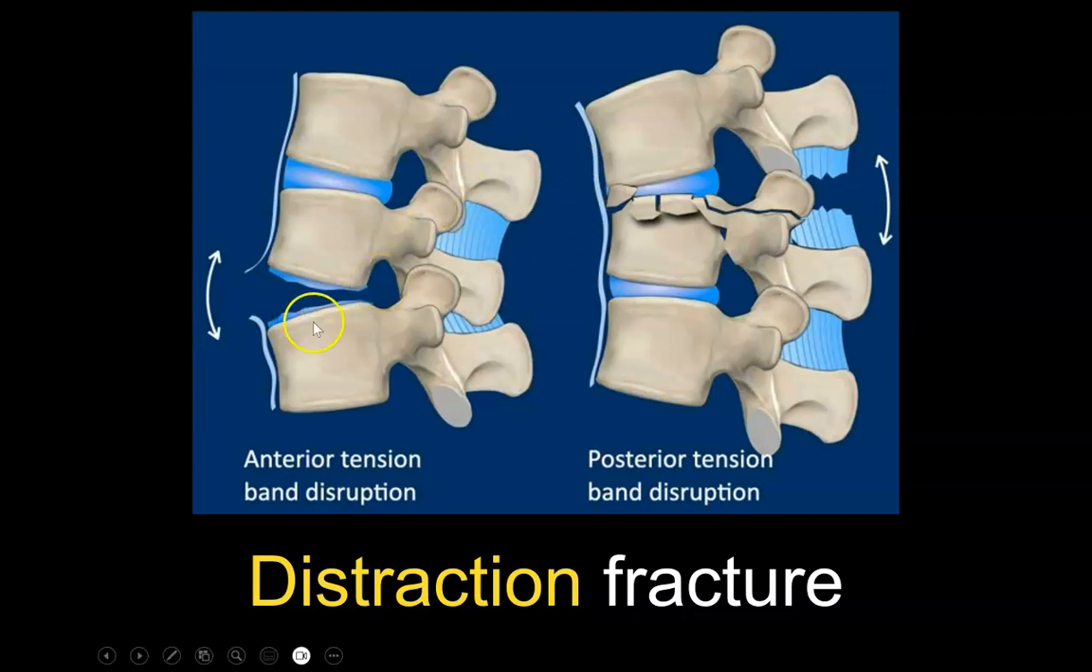which is the anterior tension band disruption, the disco-ligamentous complex, as we said, which is more frequent, the disruption of the posterior ligamentous complex. And how can you diagnose it? In the CT, there is widening of the space between the spinous processes, the interspinous space is increased. Of course, you can see it with the MRI, but with the CT, you get this one. So these are the disco-ligamentous complex injury.